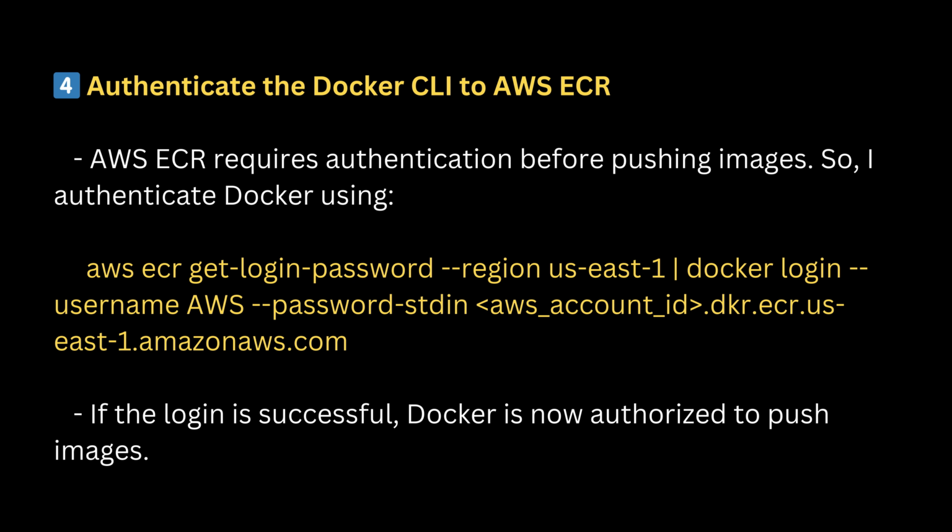Authenticate the Docker CLI to AWS ECR. AWS ECR requires authentication before pushing images. So I authenticate Docker using aws ecr get-login-password --region region-name | docker login --username AWS --password-stdin with the repository URL. If the login is successful, Docker is now authorized to push images.